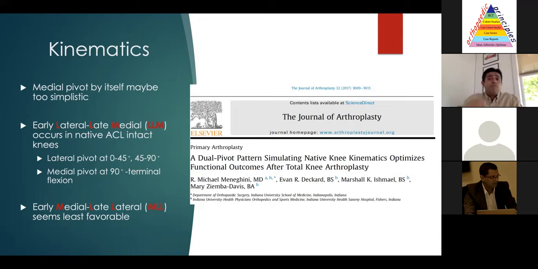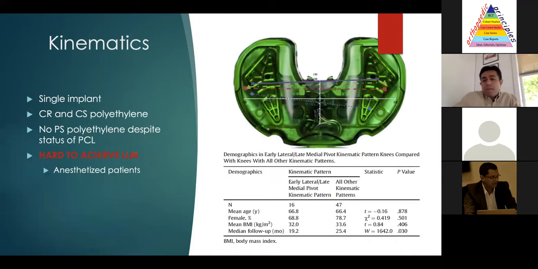That seems to be the opposite of the native pivoting that you want to try and achieve. So again, Dr. Meneghini's group used a single type of implant. I believe they used a Stryker Triathlon implant, and they used CR and CS polyethylenes. No PS polyethylene was used despite the status of the PCL. So the difference between a cruciate retaining and a cruciate substituting polyethylene is that the cruciate substituting has a more deep dish design.